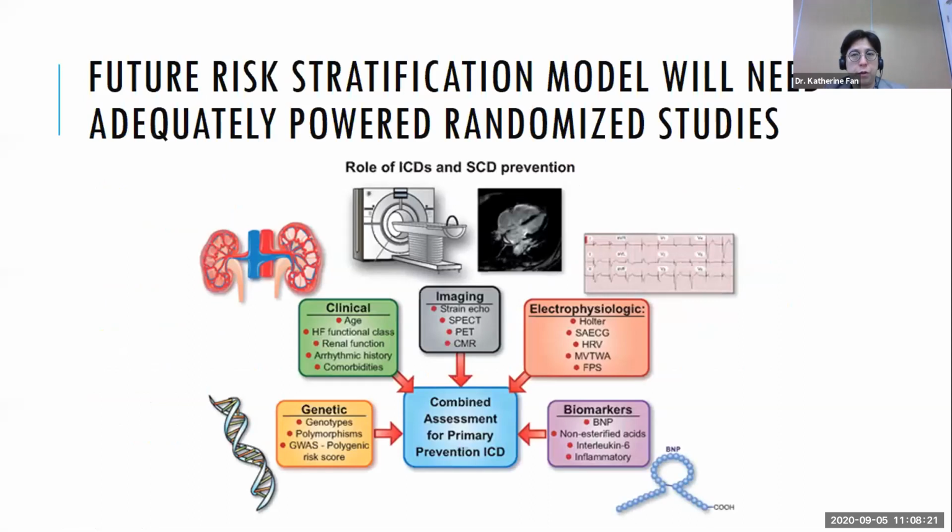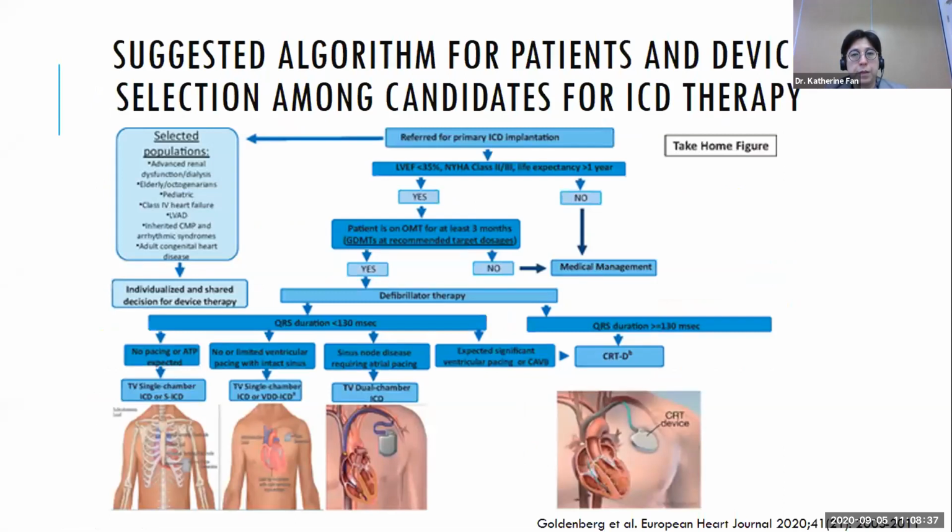Future risk stratification models will be needed, and we need an adequately powered randomized study to continue our search for identifying high-risk patients requiring appropriate ICD therapy for sudden cardiac death. This is another algorithm published just earlier this year regarding ICD candidates, but I'm sure the rest of the speakers today, or in the next ICD lecture, will go through this in more detail with you.